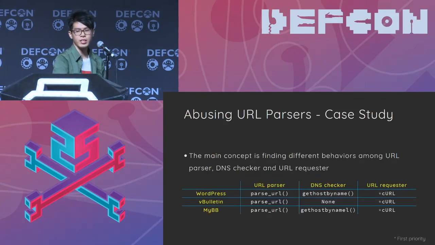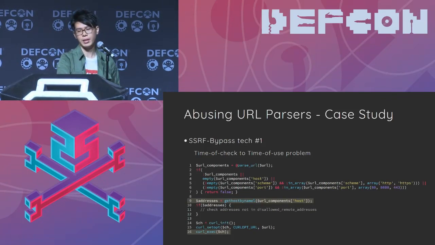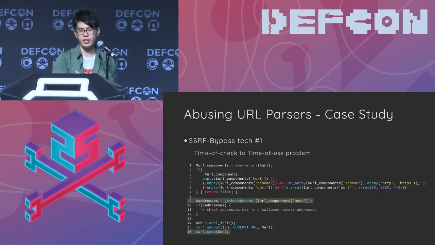This table shows the components WordPress, vBulletin, and MyBB use to treat a URL. The main concept of the bypass is finding different behaviors among the parser, the DNS checker, and the requester. If you find one, then you have the ability to bypass the restriction. Okay, this is the source of MyBB. The first bypass is not a new trick. It is the time-of-check to time-of-use problem.